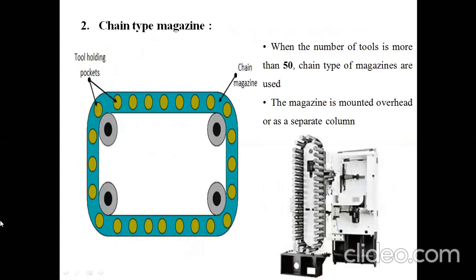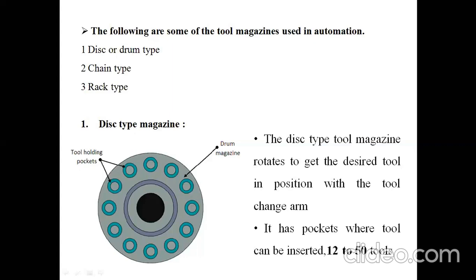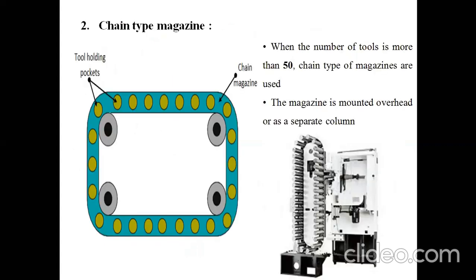Now this is the image of your chain type of a magazine. Blue color represents your chain, and this green color represents tool holding pockets. In your previous disc or drum type, 12 to 50 tools can be clamped, and in case of your chain type, it is possible to clamp more than 50 tools over the chain type of a magazine. So select the tool according to the requirement, and this is the actual image.